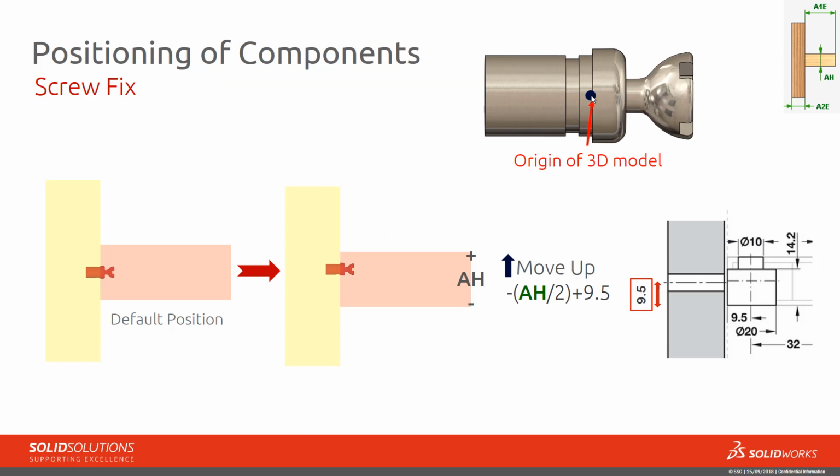It's now time to add the next component, which is going to be the screw fix. The origin of this part is located on the center of this surface that will sit flush with the left vertical panel. Similar to the 5mm hole, we must move this screw fix up in the y-axis so that it always sits 9.5mm from the bottom horizontal edge of panel 2. So therefore the script's going to be minus AH divided by 2 plus 9.5 in the y-axis.